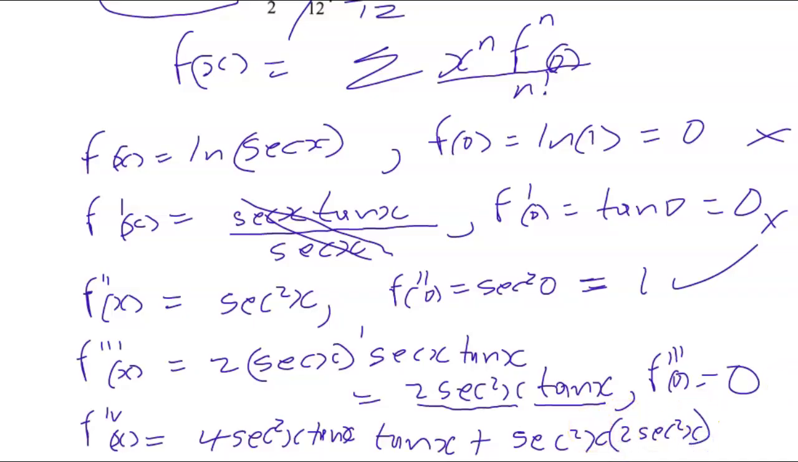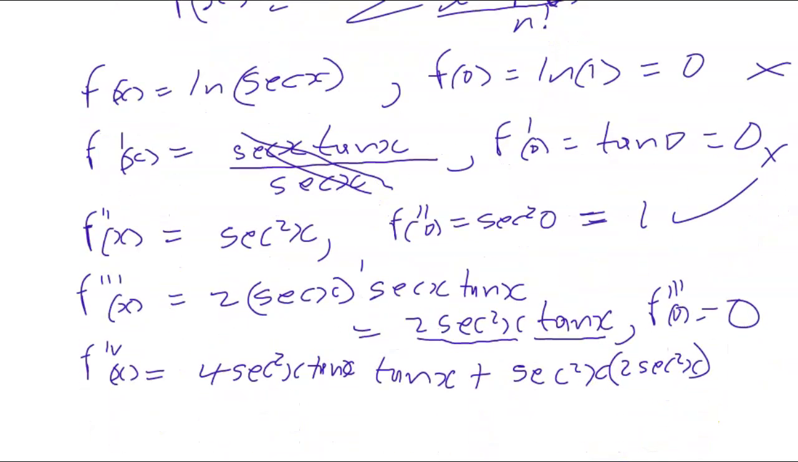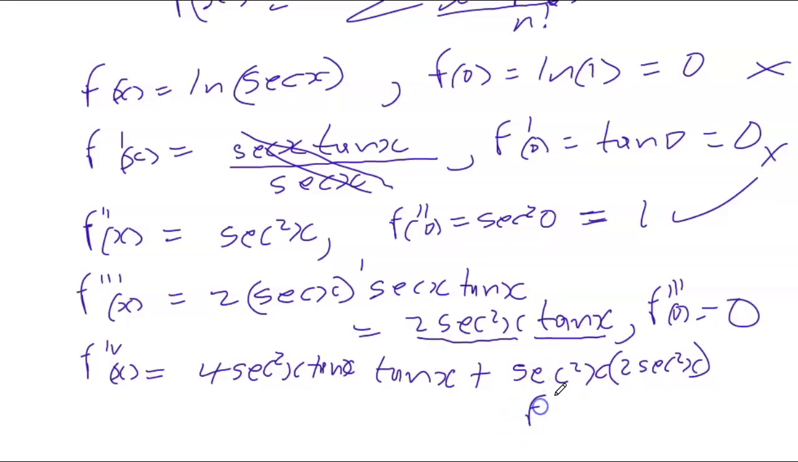And now we're going to evaluate at 0. So the fourth derivative, evaluated at 0, we end up with tan 0. So all of this is going to become 0, because tan 0 is 0. And then we know sec square 0 is 1. So what we'll end up with is 2. Well, it will actually be sec to the fourth power, but sec 0 is 1, and 1 to any power is 1. So it's just 2 we'll be left with.